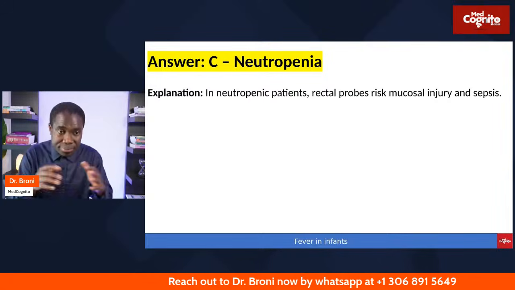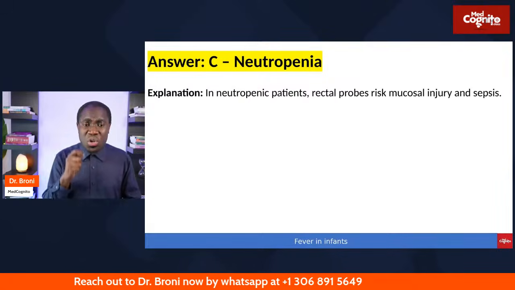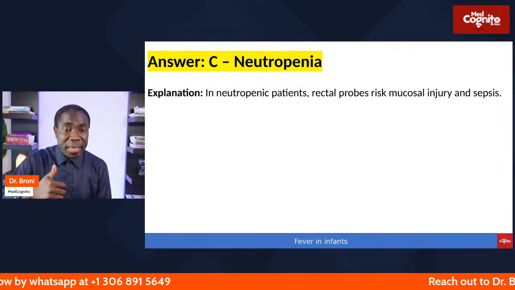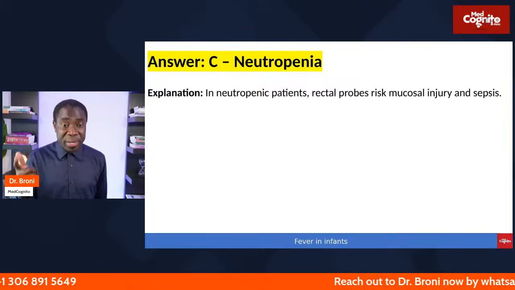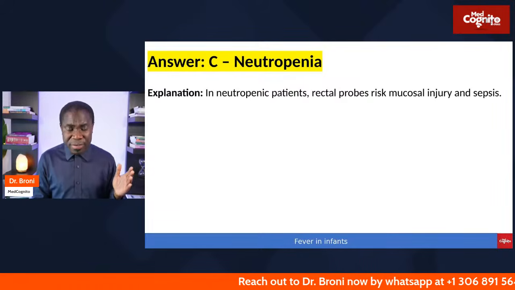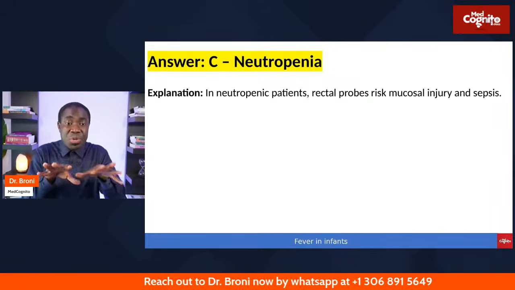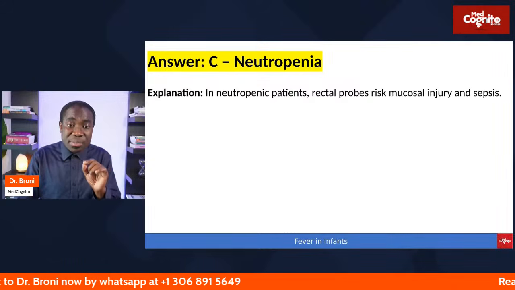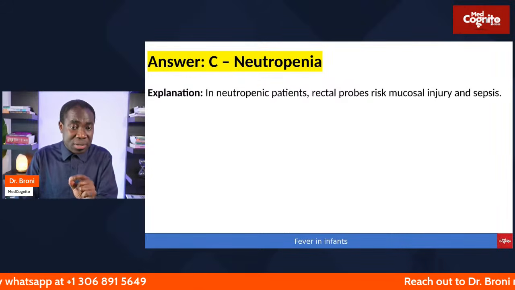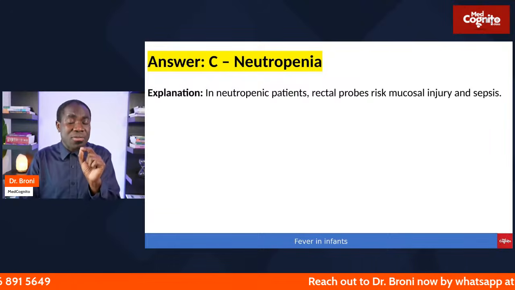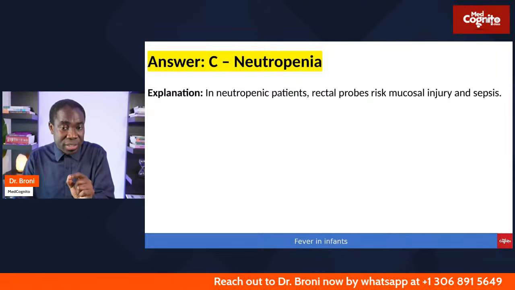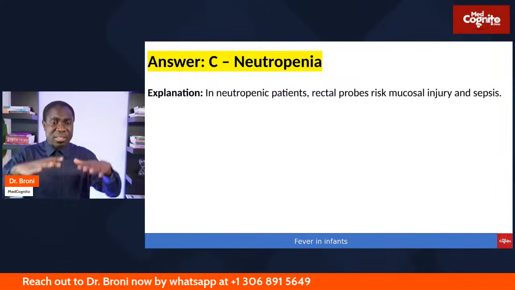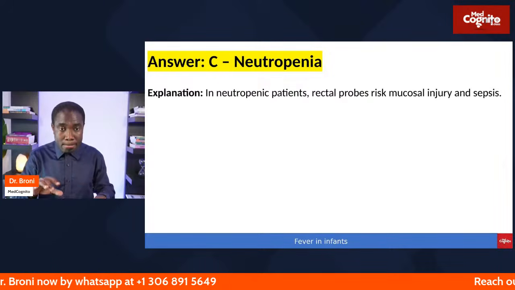And there's a reason. Why would you not want to stick a thermometer in the bum of a baby who is neutropenic? Maybe the baby is being treated for a form of cancer, or the baby has an immunosuppressive state. The reason is that in neutropenic patients, rectal probes can cause mucosal injury and sepsis. Don't forget that this child is already neutropenic. This child's immune state is low.